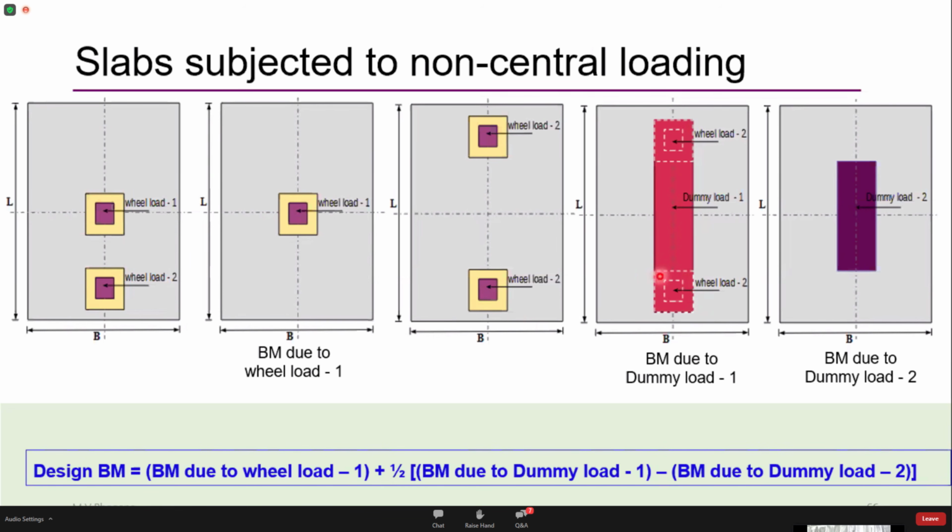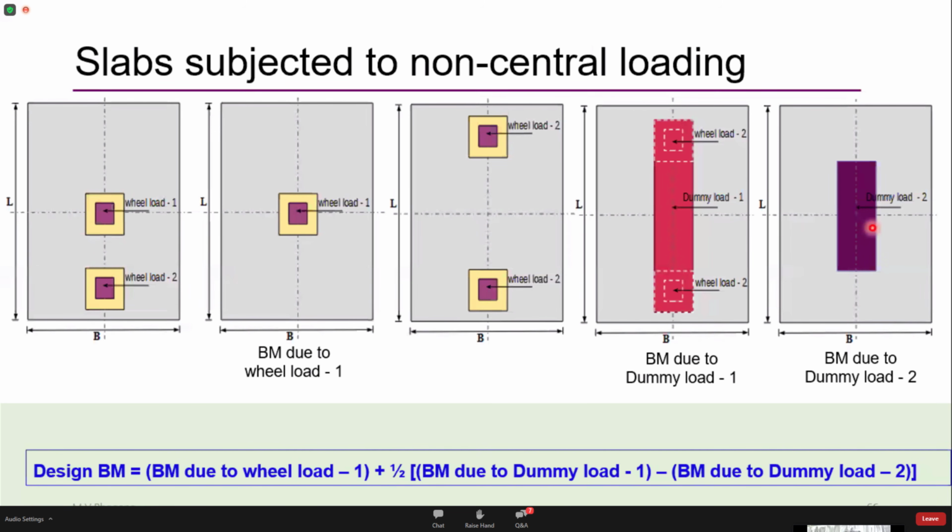By doing this, I am creating a load which is acting symmetrically about the centroidal axis. So it is possible for me to apply Pigeaud's method. From this, I can calculate the bending moment due to dummy load 1. So I have done this, but I'm not interested in this. I need to do some more modification.